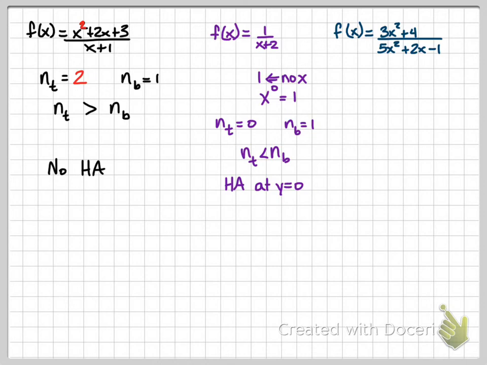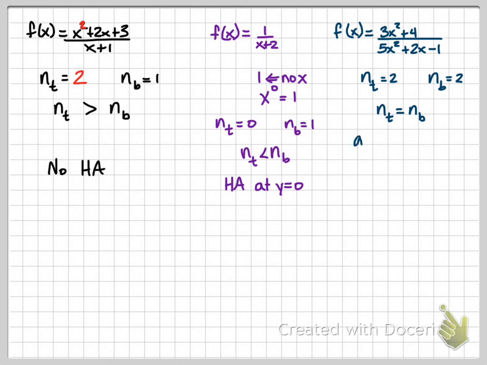Our final example, we have 3x squared plus 4 divided by 5x squared plus 2x minus 1. I'm going to do this in blue so it matches. The degree of the top is a 2, because it's a square. The degree of the bottom is also 2, because it's also x squared. In this case, the degree of the top equals the degree of the bottom. So we're going to have a horizontal asymptote for sure. We just need to see what it's going to be. For that, we need our leading coefficients.